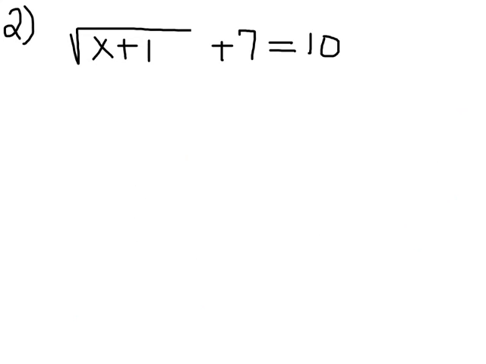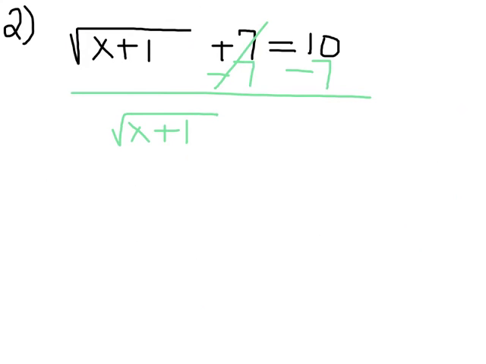In example 2, we're given the radical equation, the square root of x plus 1 plus 7 equals 10. As always, we should first start by isolating our radical. So what we'll do is move this 7 to the opposite side with our 10. We'll be doing that by subtracting 7 on both sides. We'll have radical x plus 1 equals 3.